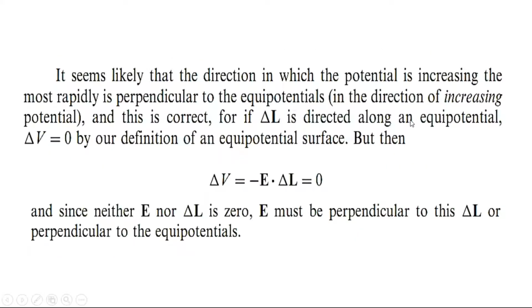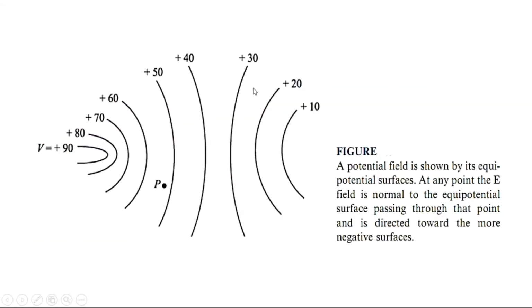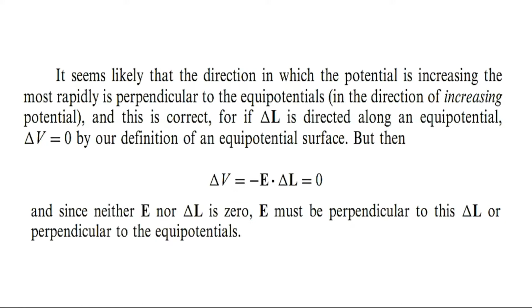It seems likely that the direction in which the potential is increasing the most rapidly is perpendicular to the equipotential. These are the equipotential lines. So the direction in which V has the maximum change is almost perpendicular to the equipotential.